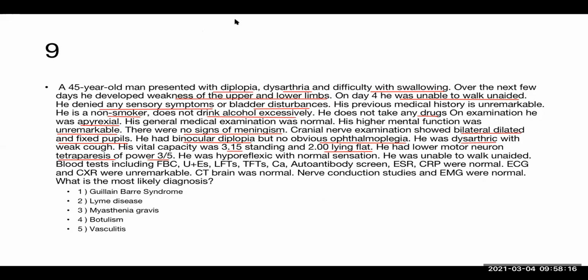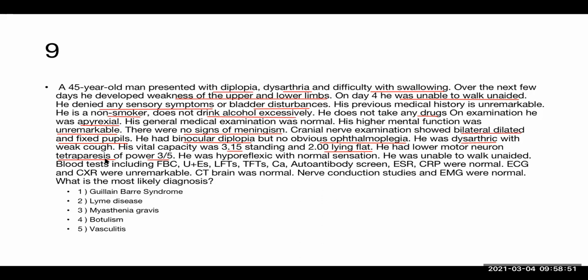Power 3 by 5. So what is the definition of tetraparesis and tetraplegia? What is tetraplegia? Paralysis of our 4 limbs, sir. So what is the difference between paresis and plegia? What do you mean by that? Plegia is full weakness, cannot move. But paresis is somewhat, power is still remaining. He is right.